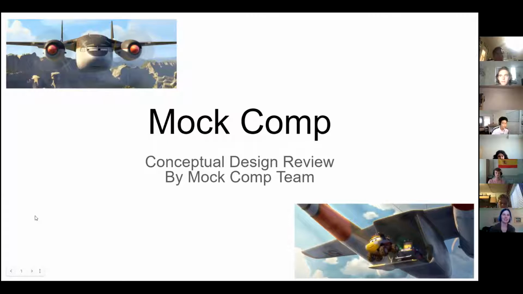Hi, everyone. Thanks for coming to our conceptual design review. This is what we have so far, week 4 by the mock comp team.